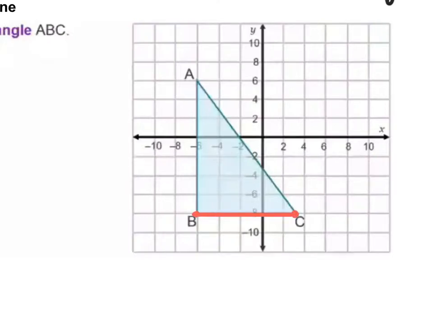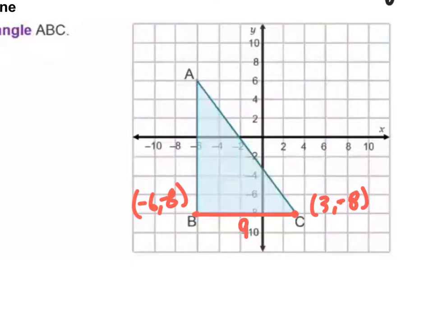Now what I know is that this is the point 3, -8, and this is the point -6, -8. So the distance between 3 and -6, this distance here that you can just count, and you have to look at your scale to make sure you get that right, is going to be a length of 9.